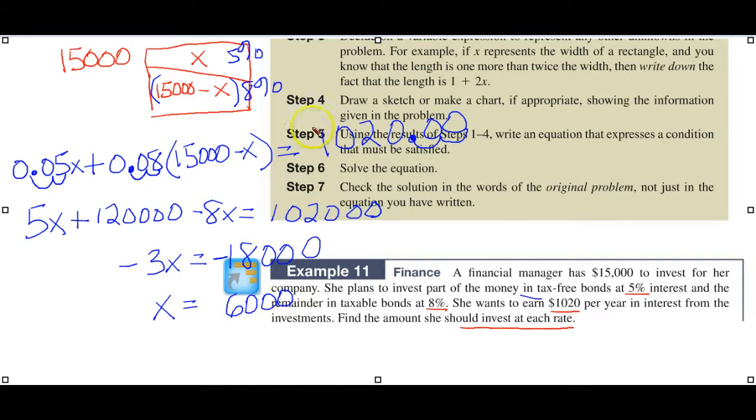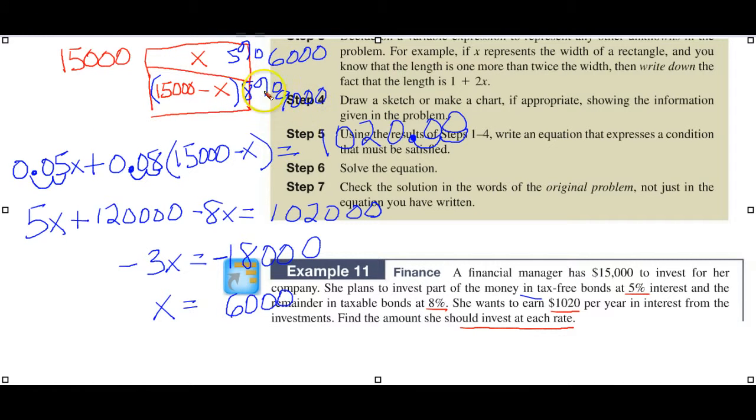Now if you recall, x was our 5%. So this is going to be 6,000 here. And I had 15,000 to invest. So this will be 9,000. And that's what they'll ask you. What did you invest at 5%? What did you invest at 8%?